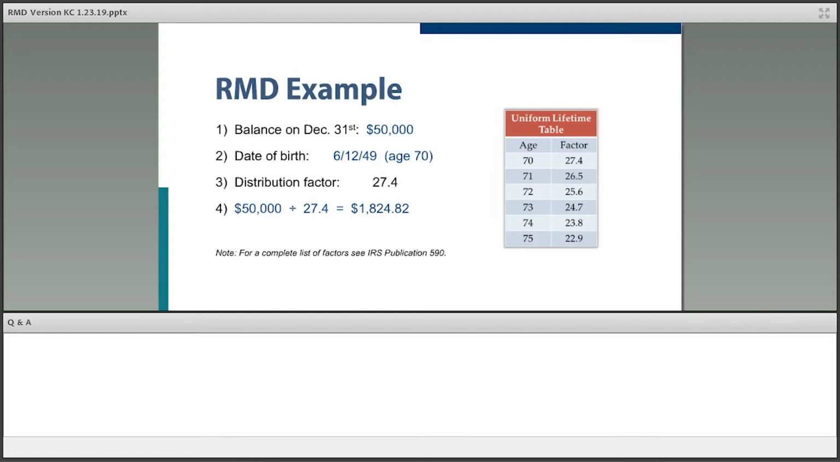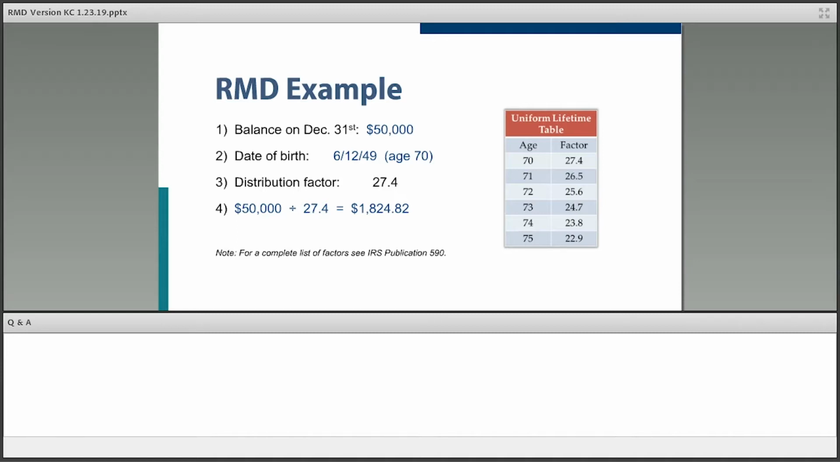And so then we would divide the account balance by 26.5. So we would just take that $48,000 hypothetical balance next year and divide it by 26.5, and that would then generate the minimum required distribution. So hopefully you can get the idea of how that works and how you would work down that table.